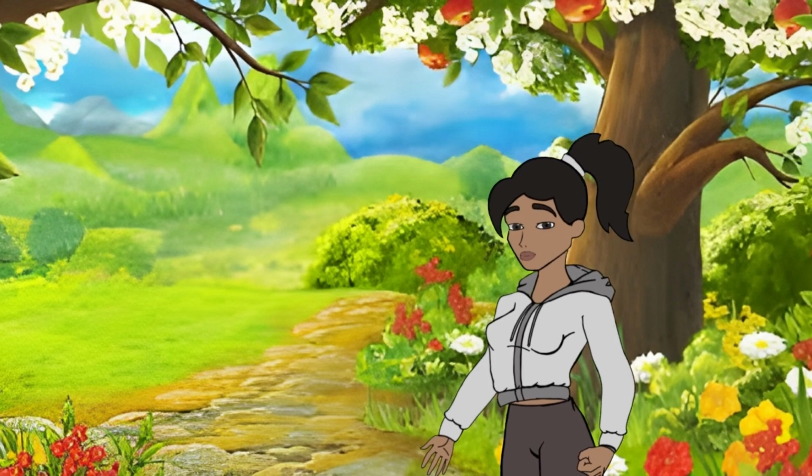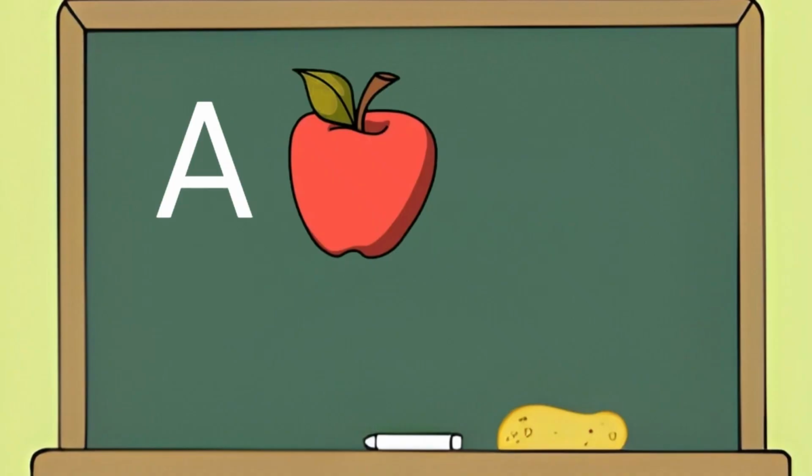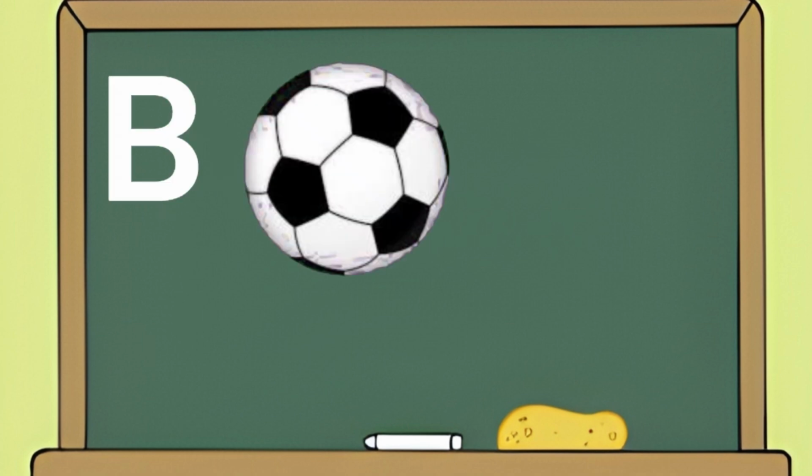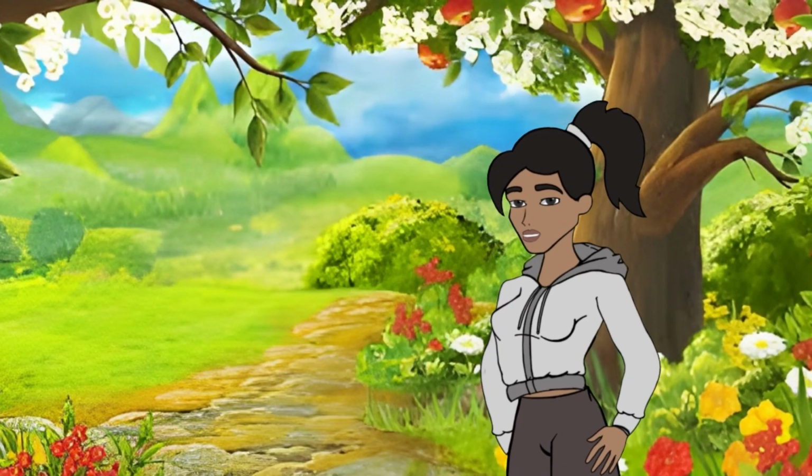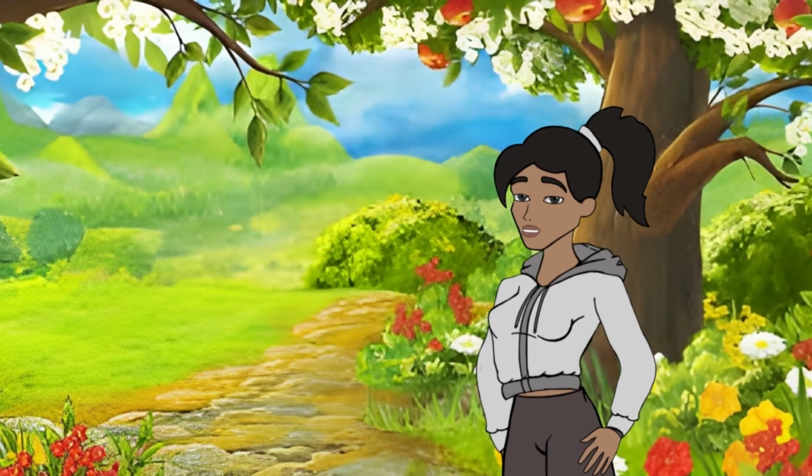Let's give it a try. Can you think of a word that starts with A? How about apple? B. Can you think of one for B? Ball. Now that we've covered the alphabet, let's switch gears and learn how to count from 11 to 20.